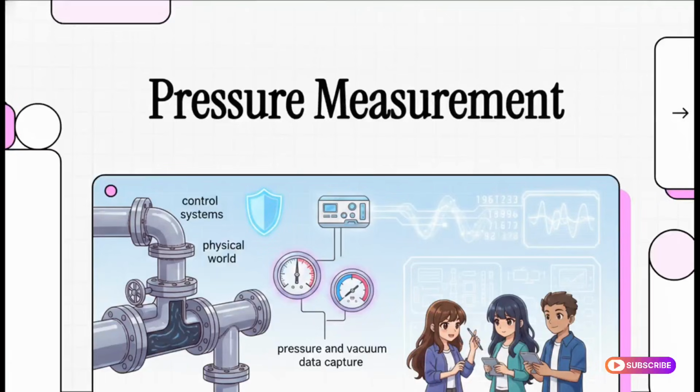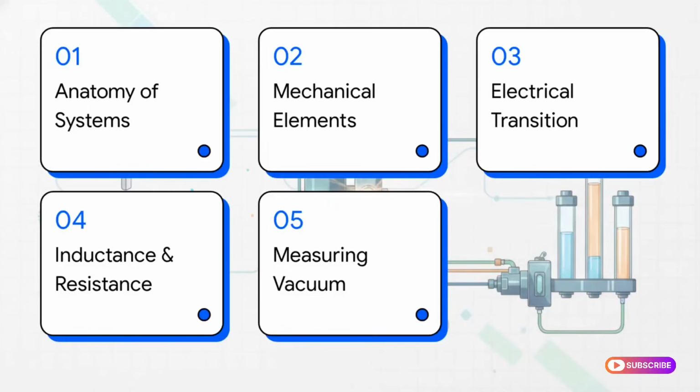All right, let's just dive right in and decode the hidden world of industrial measurement systems. If you're studying instrumentation, you already know that the physical world is messy, but our control systems, well, they need clean, incredibly precise data. Today, we're focusing on exactly how we capture and display pressure and vacuum data. We're going to take these complex, heavy-duty industrial concepts and break them down into exactly what you need to know for your diploma-level studies. So we've got a pretty packed syllabus today.